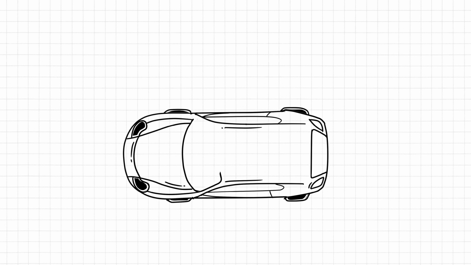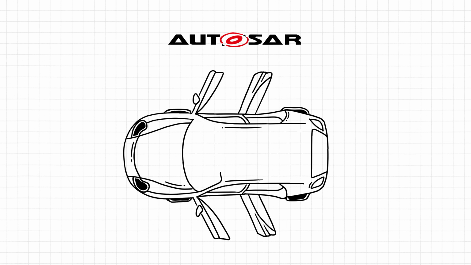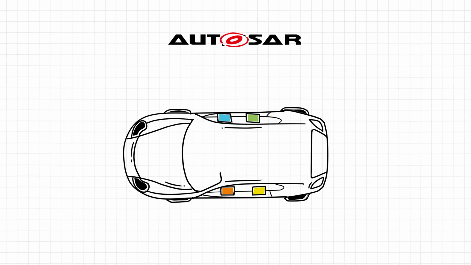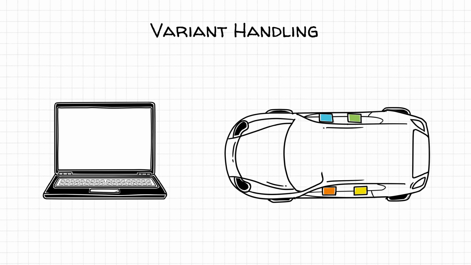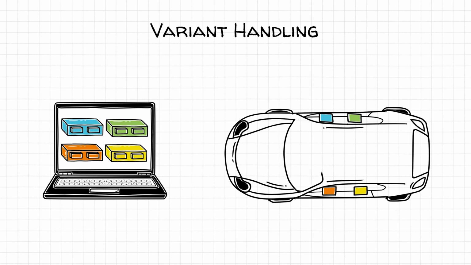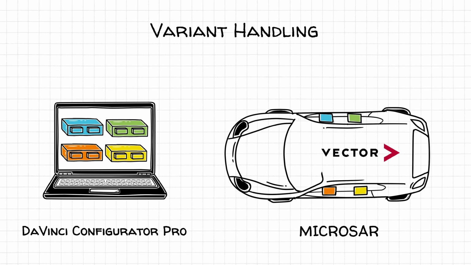Vector has been active in the development of the AUTOSAR standard for years and offers an intelligent solution for easy handling of ECUs with similar functions. Through clever variant handling, we help developers reduce the complexity. With the Vector AUTOSAR solution, it is possible to reduce the number of different ECUs in the vehicle.